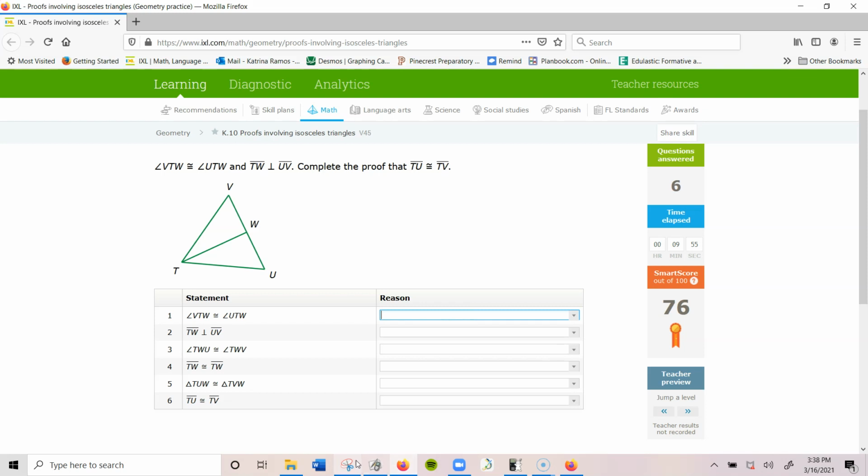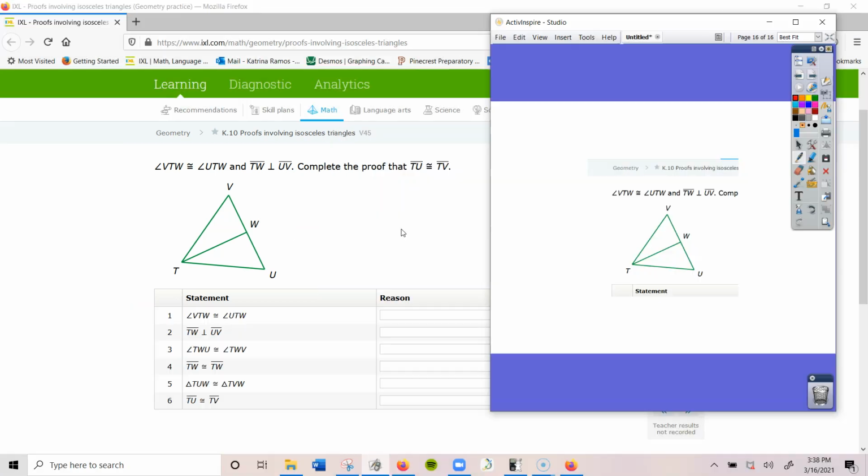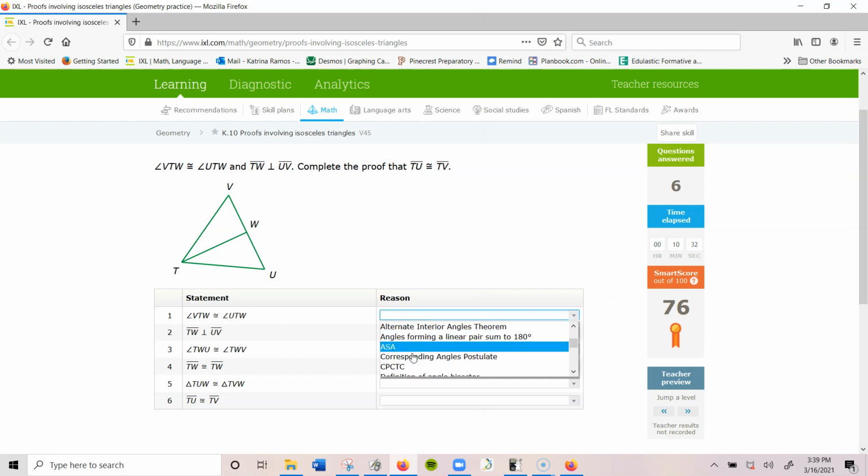Okay, we'll do this last one. So we have here that angle VTW is congruent to UTW. Then we have that TW is perpendicular to UV. So that means that this angle is 90 and this angle is 90. And you can see that these two statements here are what's written on top. So both of these are given statements.